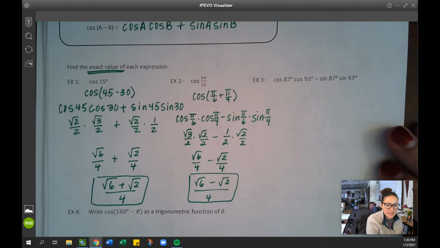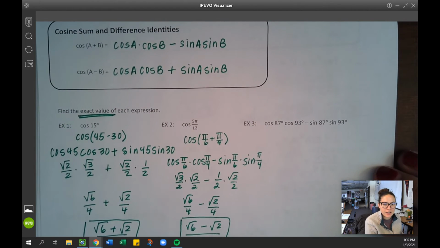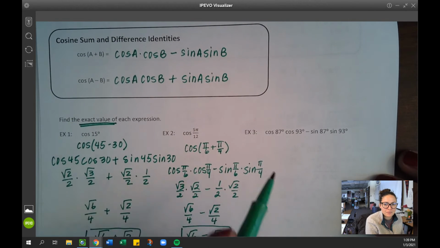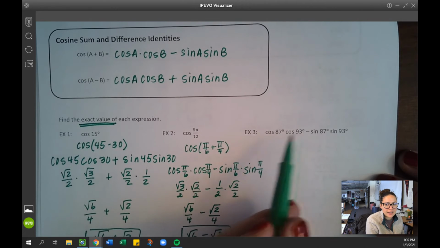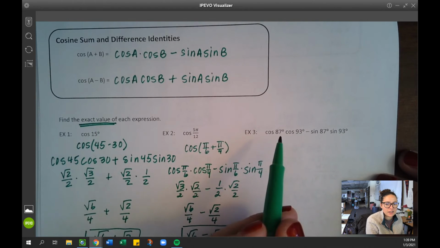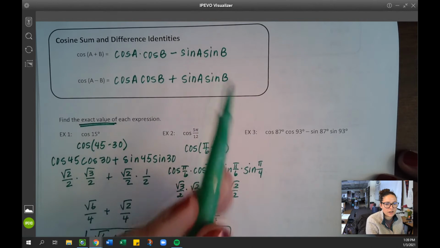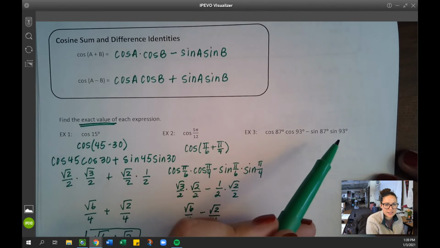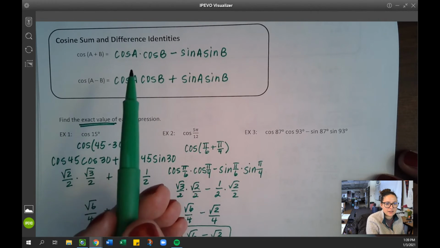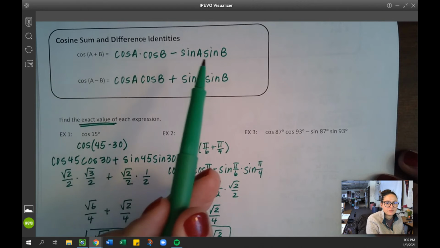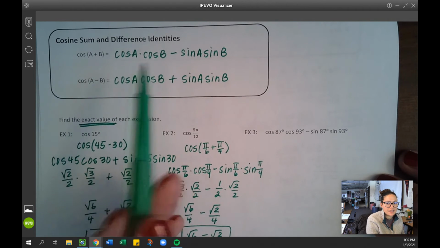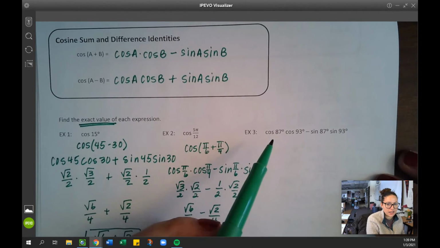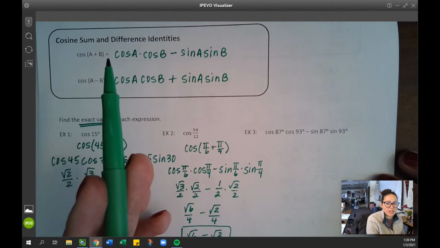All right, example 3. This one's a little bit different. We're not being asked to find one specific value. However, what it's asking you to do is recognize that this is actually the same as one of our identities here. It goes cosine, cosine, minus sine, sine. So which one of these is that? That's this top one here. So what that means is that this is the identity of adding two angles together. This is the cosine of A plus B.